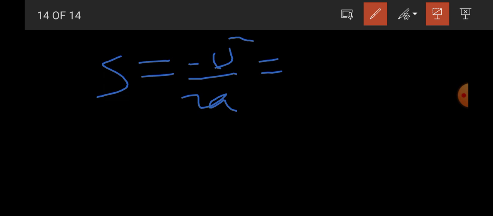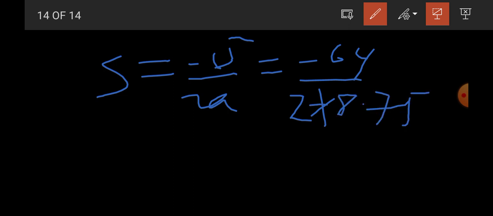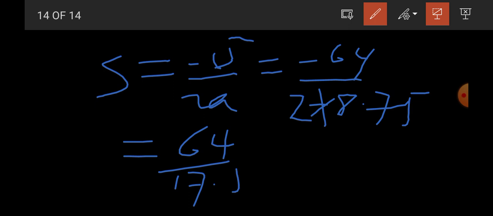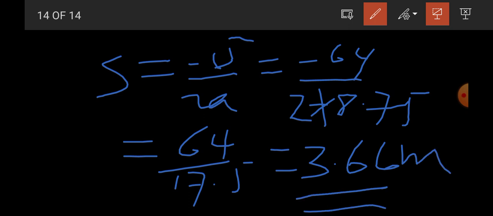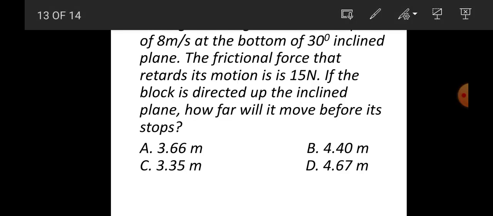64, since it is distance the minus is not useful, over 2 times 8.75, where we substituted the acceleration. So this is 64 over 17.5, which is equal to 3.66 meter. This is the distance covered by the block while the block is pulled along the plane upward. So going back to the question, 3.66 meter.